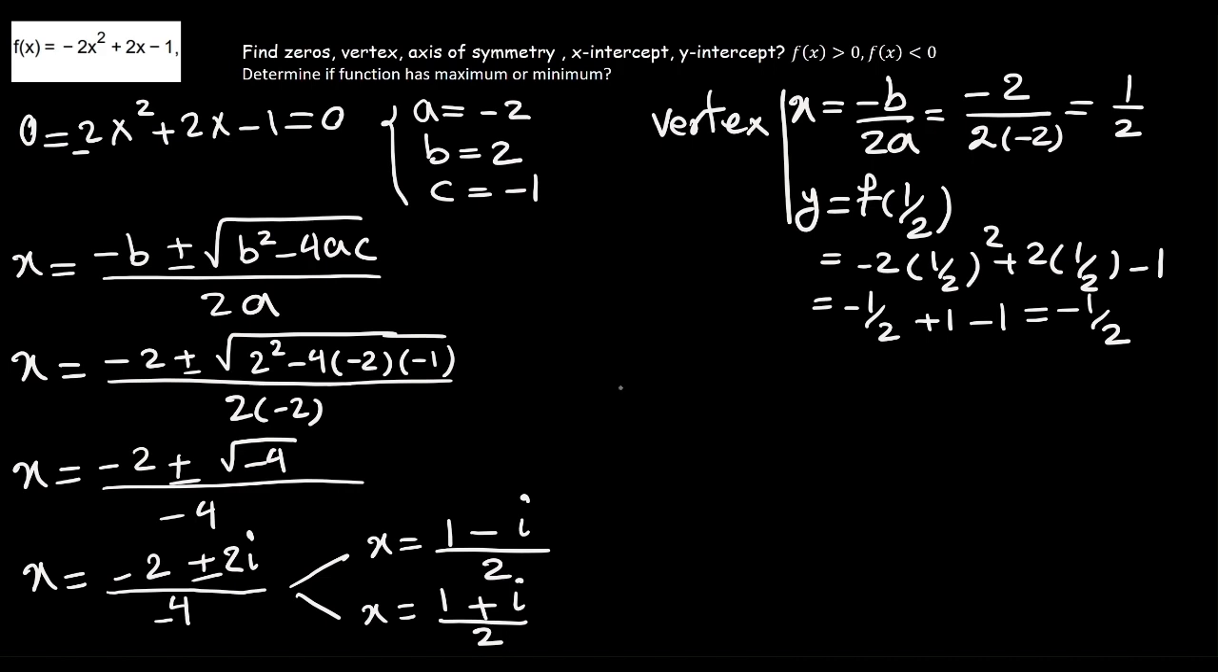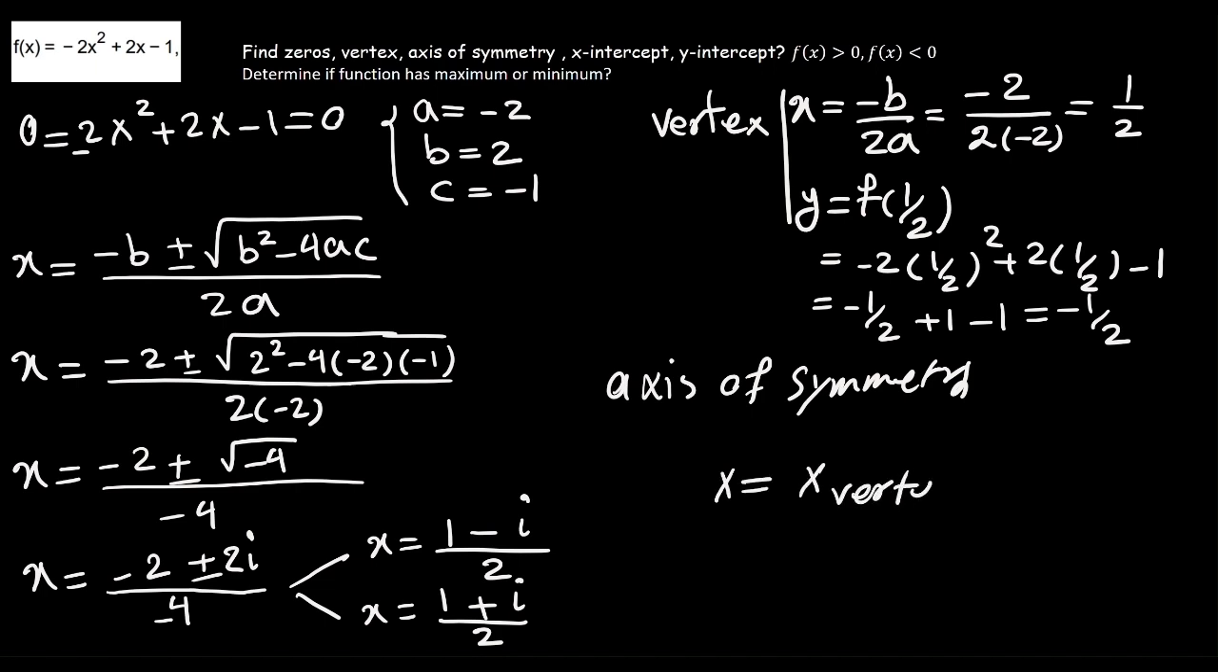To find the axis of symmetry, we know that it is a vertical line for a parabola, so it's x equals x of vertex. And x of vertex is 1/2. So x equals 1/2 is the axis of symmetry.